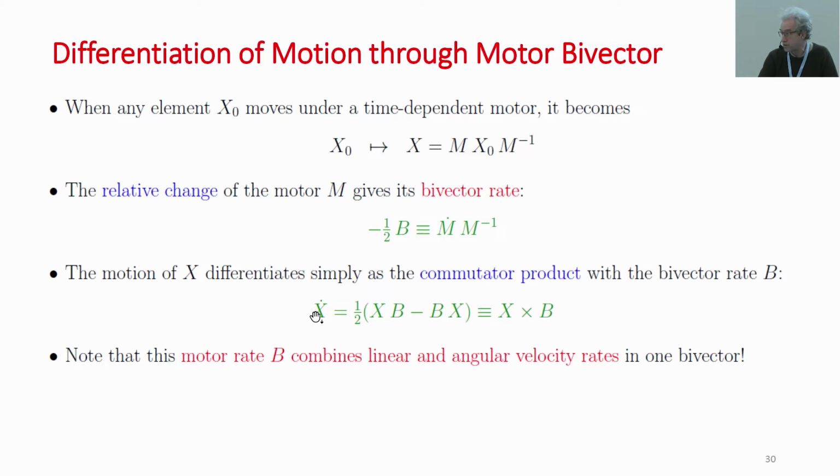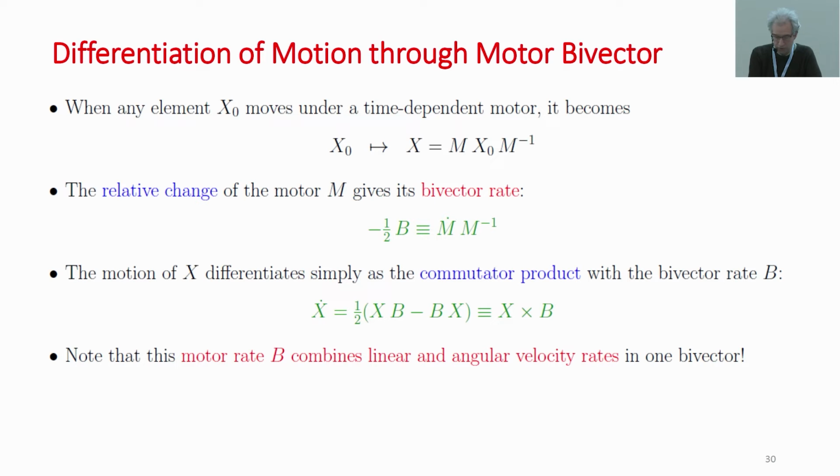This is not just for a point, this is also for a line, in CGA for spheres. That is how simple it is to take a time derivative of something that is moving under a motor, but you have to know the bivector. And note that there's nothing here that says what kind of a motion it is. This bivector contains both the rotating and the translating motion, so both the linear and the angular velocity rates are in here. I will call this the rate bivector if I do it as a velocity, as a certain constant thing per time step.